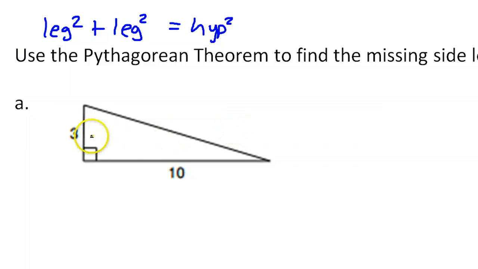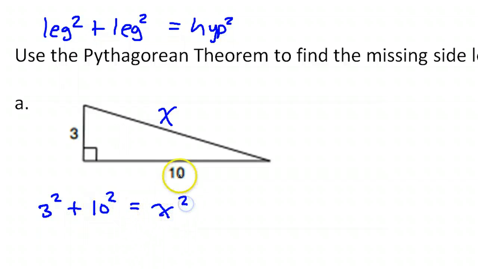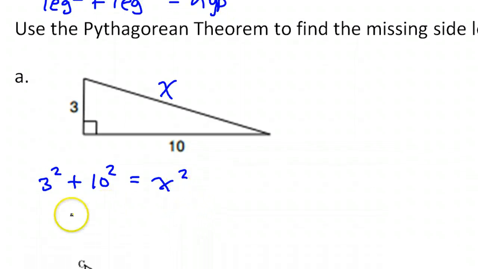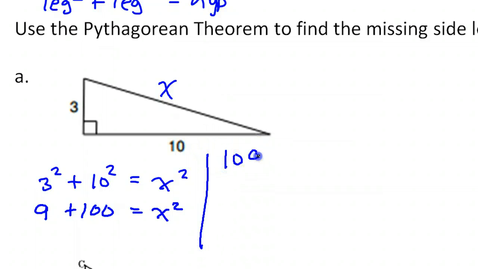So we're supposed to find the missing side. So we'll call that x. In this case, x is the hypotenuse. So the Pythagorean theorem becomes leg squared plus leg squared equals hypotenuse squared. Alright, so that's 9 plus 100 is equal to x squared. Alright, so that's 109 is equal to x squared.